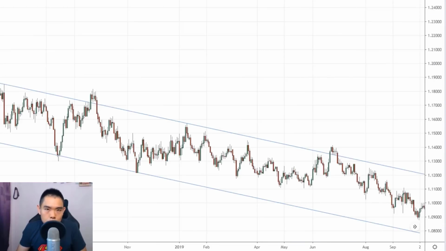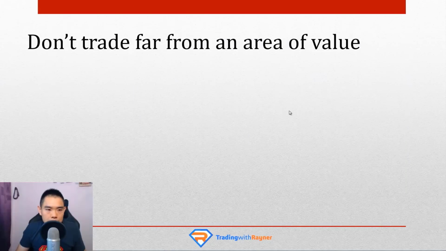Okay, just look left, zoom out. Area of value possibly is at this area over here. You want to look for selling opportunities at this upper boundary of this trend channel, not the lower boundary, not here. Okay? Don't trade far away from an area of value. Even though you might be trading with the trend, if you trade far from an area of value, the market is about to make a pullback. There's a good chance it could pull back. When it does occur, you'll get stopped out. So that's the second one.